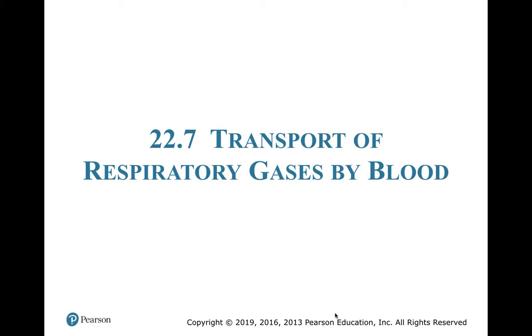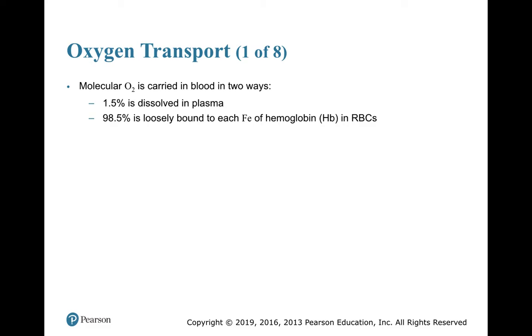Of respiratory gases, oxygen and carbon dioxide, within the blood. So oxygen transport is carried in two ways. About 1.5% of it is dissolved in the plasma, and 98.5% of it is loosely bound to iron atoms in the hemoglobin molecules of red blood cells.